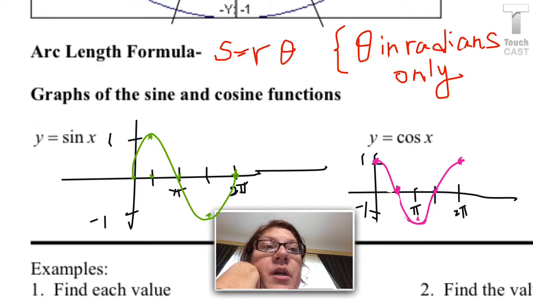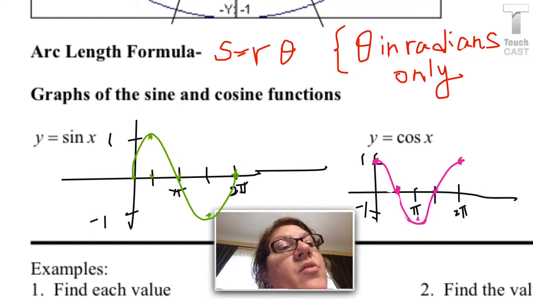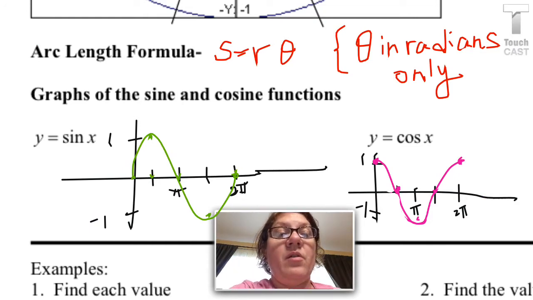Arc length formula, S equals r theta. So S stands for arc length. R, of course, is the radius of your circle, and theta is measured in radians only. And then your sine curve and your cosine curve, which when I looked at your work today for the cosine graphs, everyone seemed to remember, so that was good.